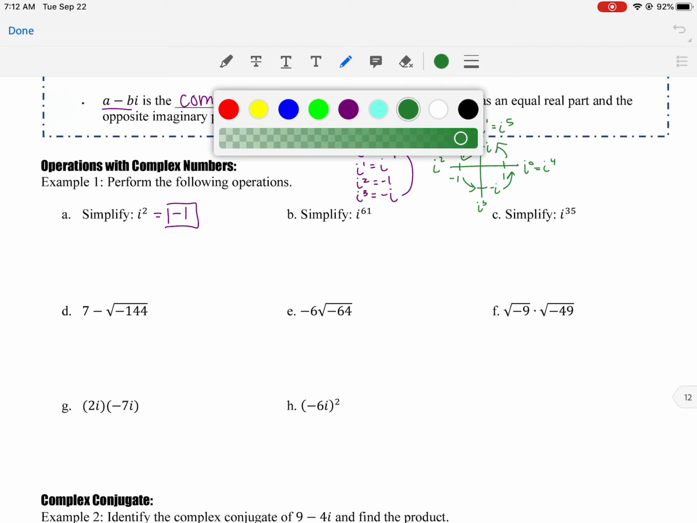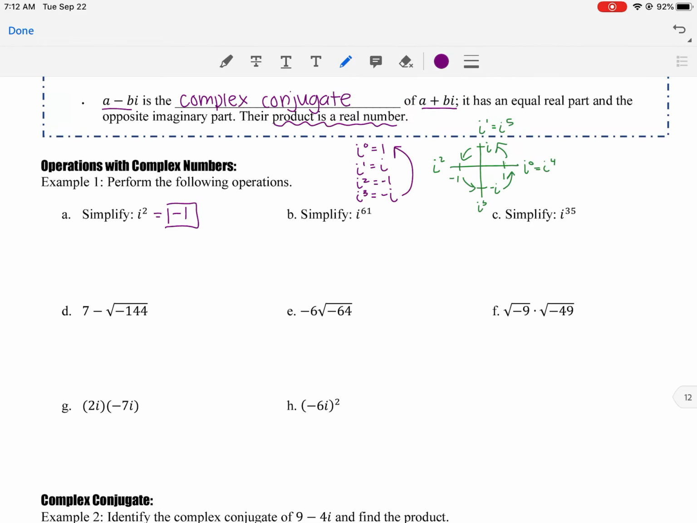Okay, so as you look at something like this, i to the 61st, I would say, okay, well, it has a pattern of 4, so let's divide this by 4. We end up with 15.25. So you could say, well, it has a remainder of 1 then, right? 0.25, that's 1/4. So this is the same as i to the first, so therefore it's just i. If I take 35 and divide it by 4, I get 8.75. So I've got a remainder of 3/4, right? So therefore, this is the same as i to the third, which we said is the same as -i.